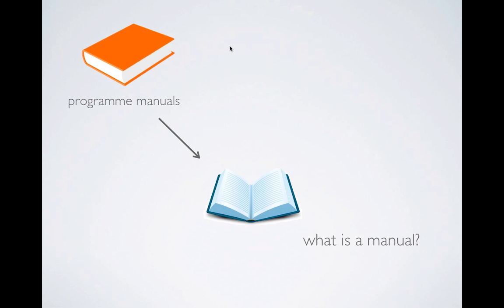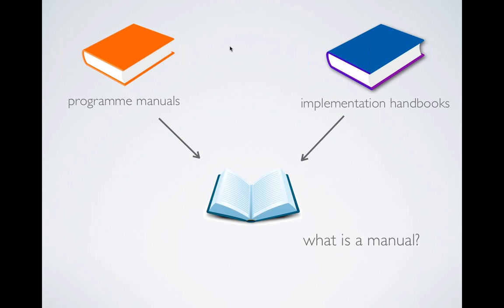We want to make a distinction between 2 types of documents. The first is what we'll call a program manual, and the second an implementation handbook. Program manuals are documents that include all of the things about the program that are relevant wherever or whenever the program is going to be delivered. So for example, it might be the research base that underlies the program, the desired outcomes of that program, or the logical connection between the activities and the outcomes, the target group, any relevant training or delivery materials.